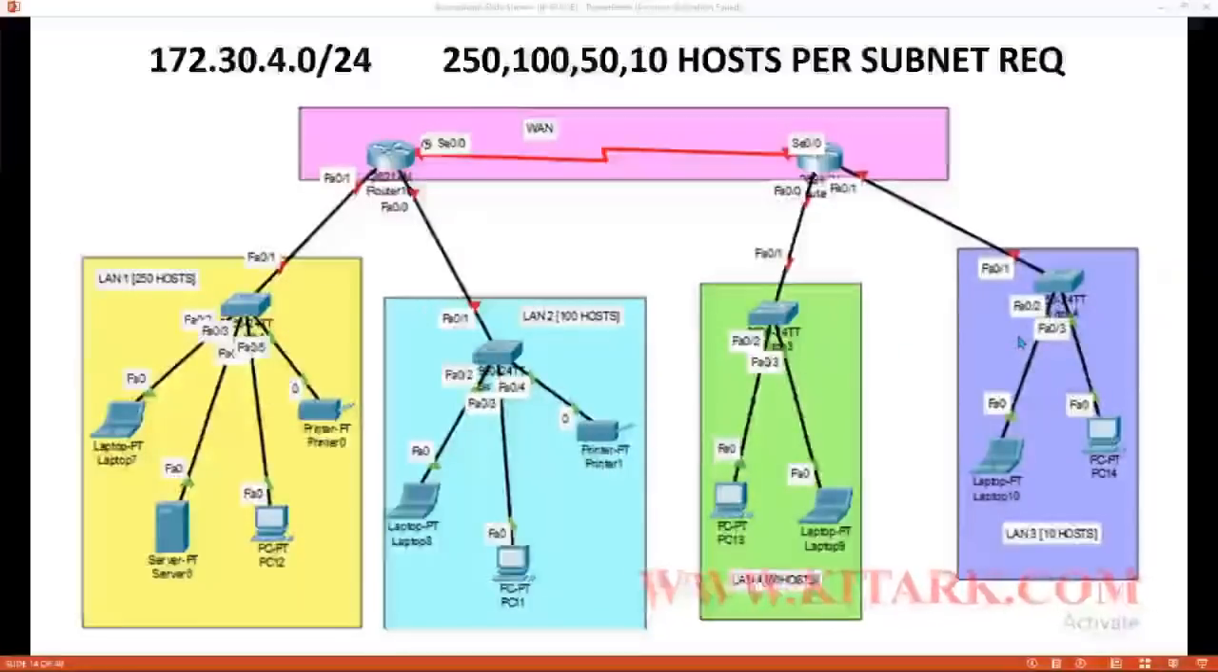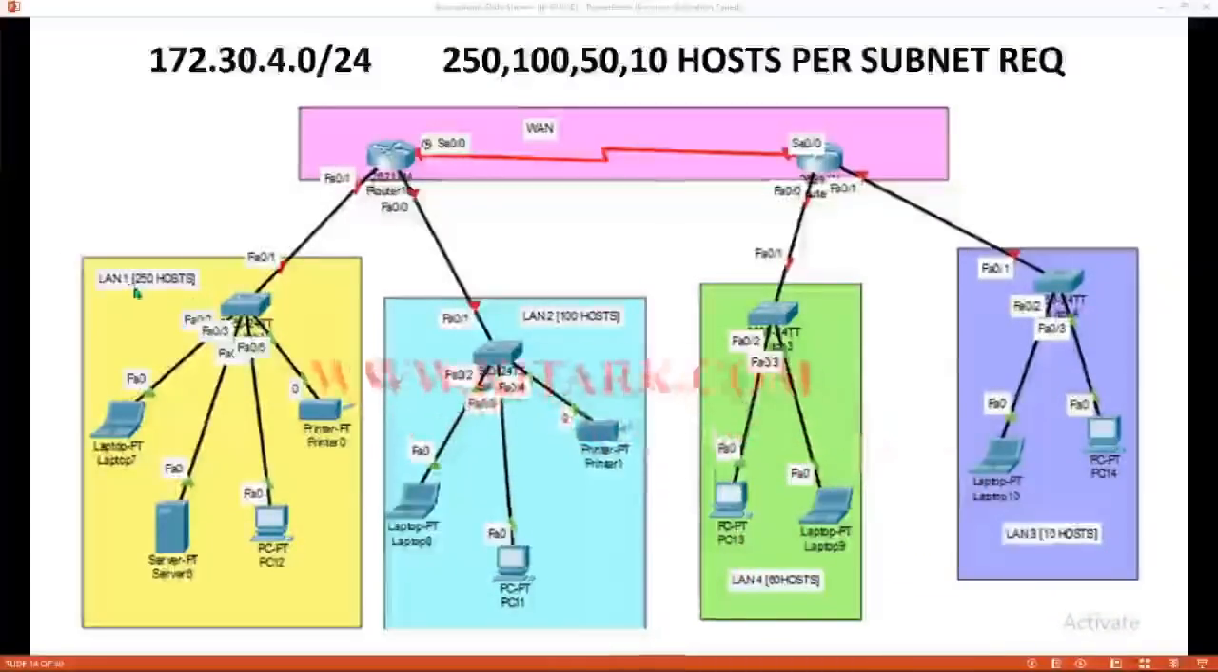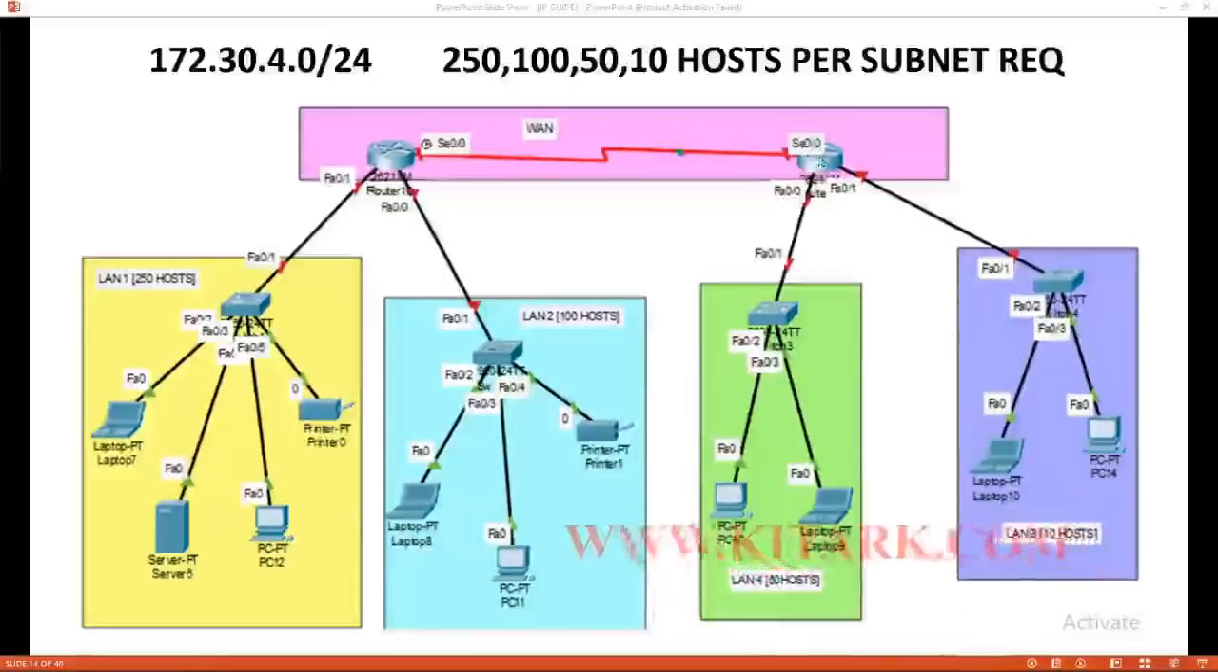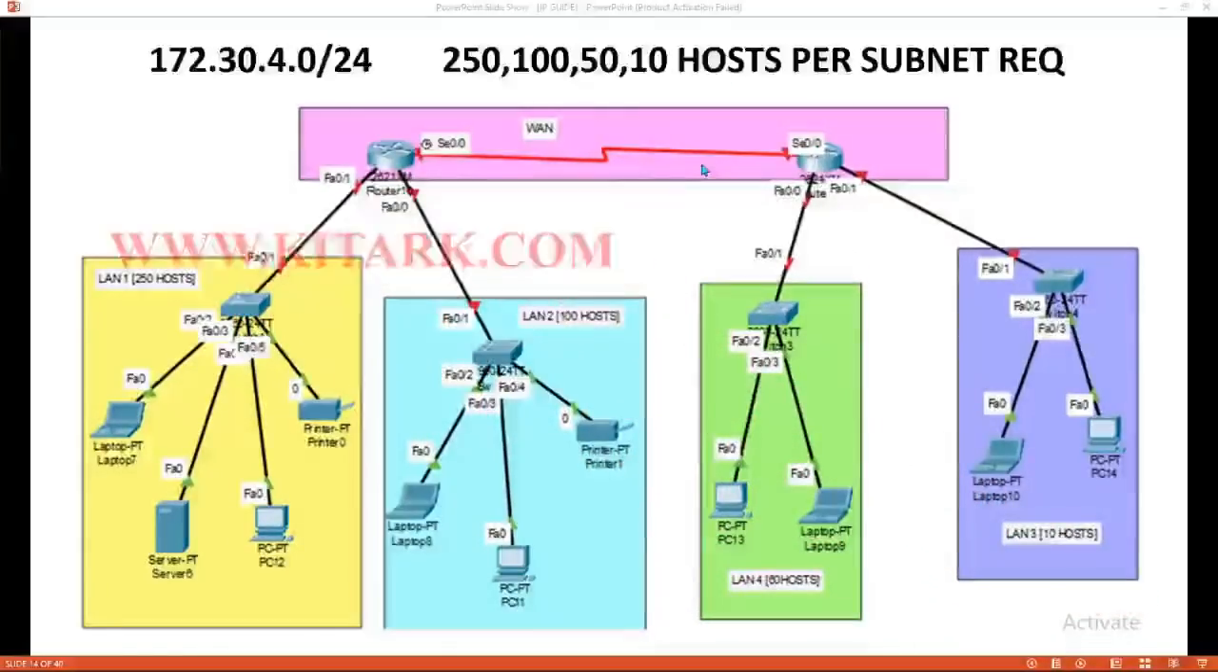For the first LAN you are getting 250 hosts, for the second LAN 100 hosts, for the third LAN 50 hosts, and for the fourth 10 hosts. Also, if it is branch 1 to branch 2, for the WAN connection you also need 2 usable IP addresses. So for this you need a particular subnet with 2 host requirements. Okay, so that you also need to know. This is the question type for varying numbers of host requirements on each subnet.